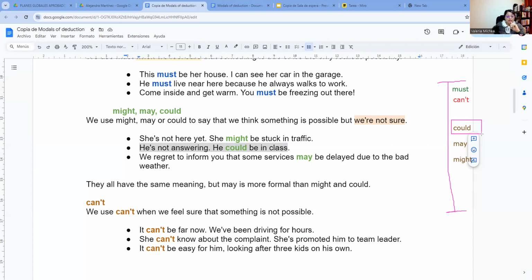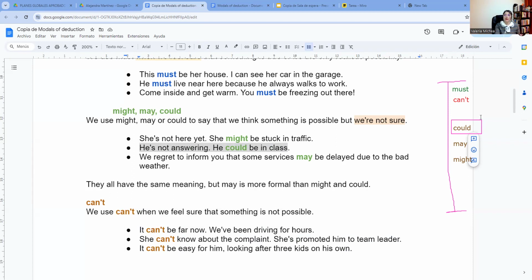Because you can use could in the negative form for other meanings, but not for deduction. So it's a good thing to keep in mind. Then you may not be delayed. No, it doesn't work either. He might not be near.